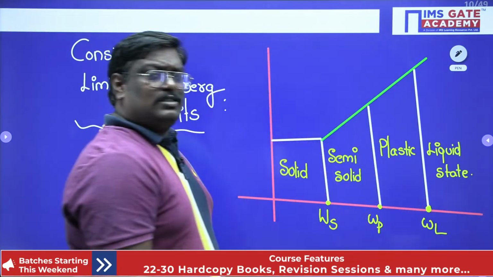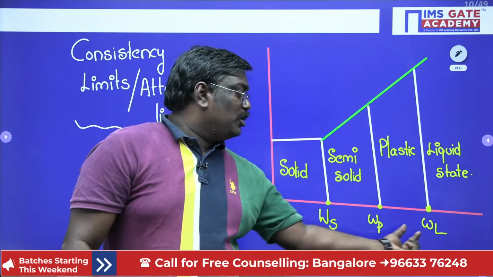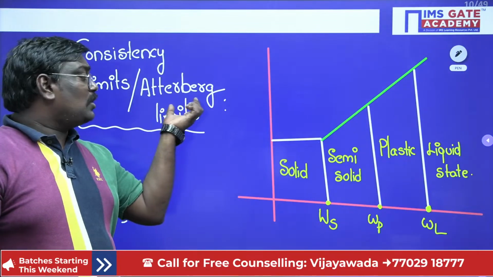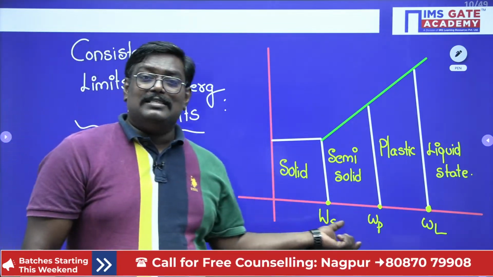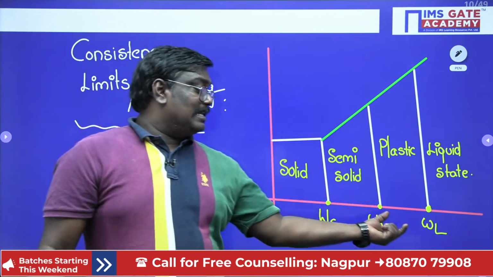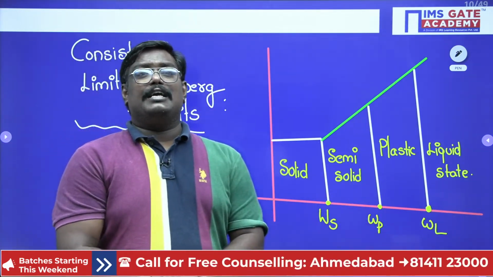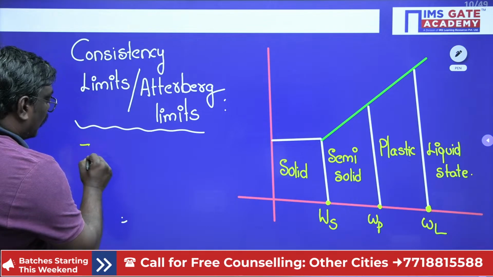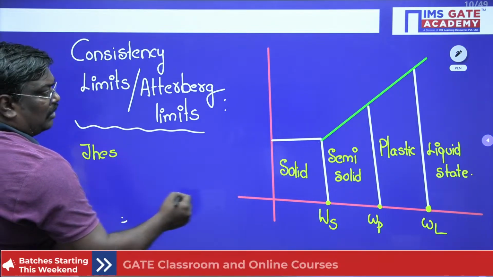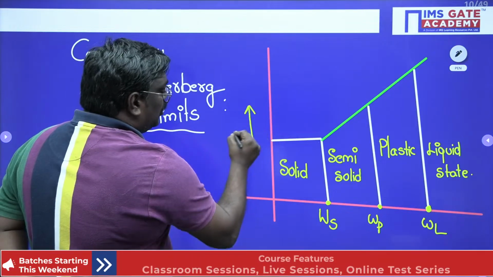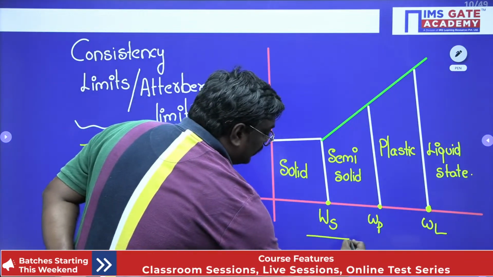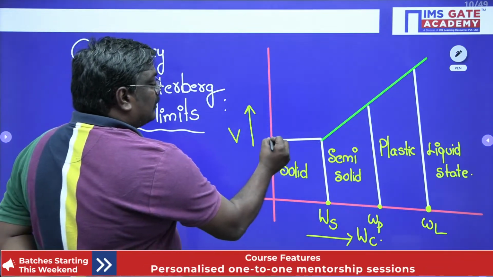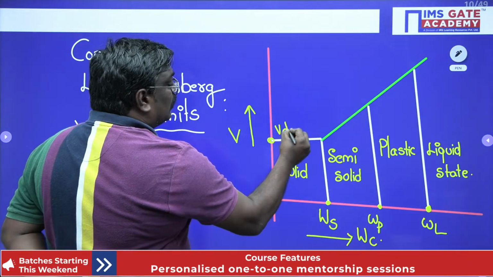Now see students, for your information, what are WS, WP and WL? WL, WP, WS are nothing but the consistency limits or Atterberg limits, that is, the liquid limit, plastic limit and shrinkage limit. So what actually are consistency limits? Let us study. These are the water contents. First of all, it is a graph drawn between volume and water content. We denote this as VD, that is, volume at dry state.